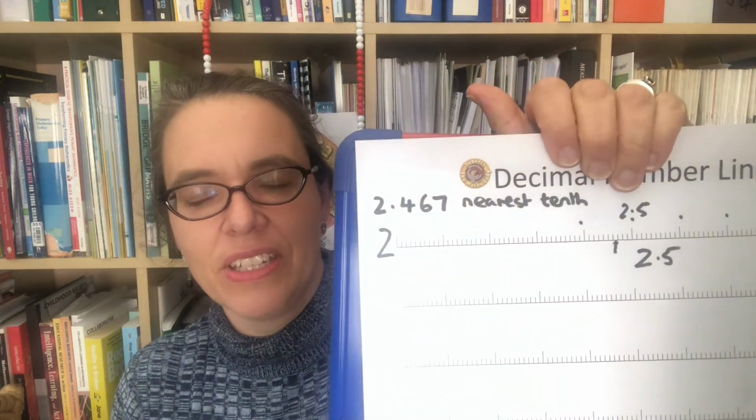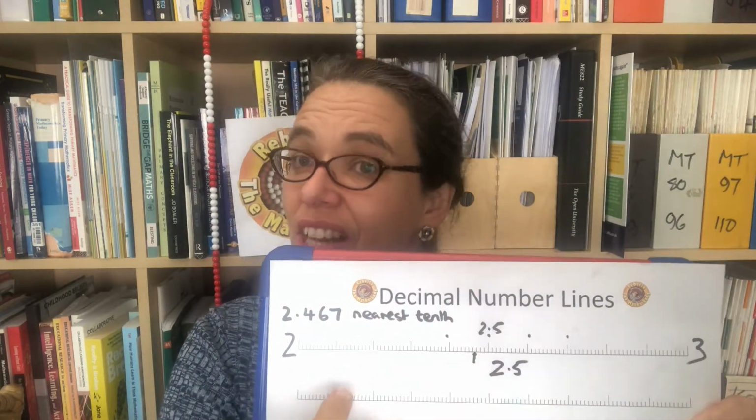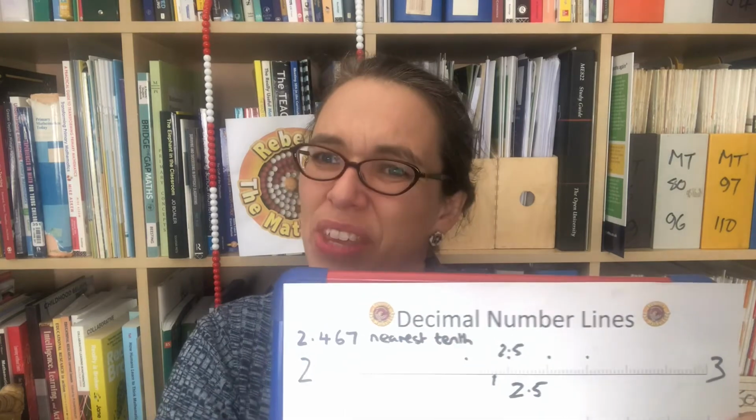If we go back to the question I looked at before, round 2.467 to the nearest tenth, let's just round it to the nearest whole number. What is 2.467 to the nearest whole number? Well, it's this side of 2.5, so it's closer to 2. So we know the answer is 2.